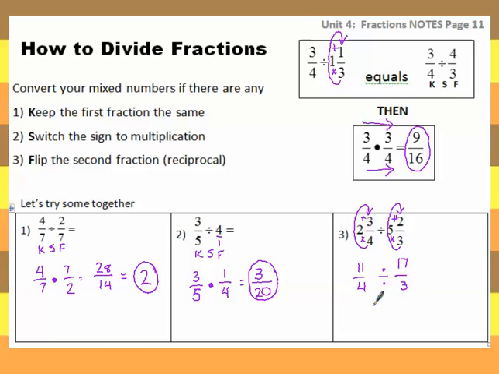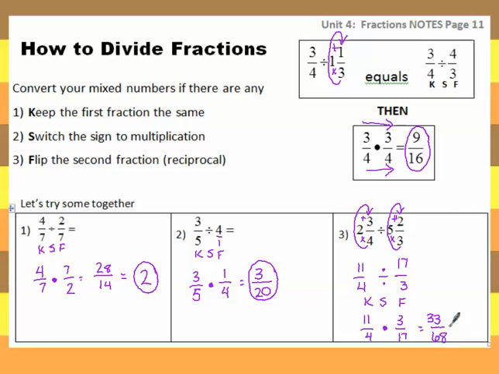Now I don't want to divide fractions, so I'm going to do keep, switch, flip. I have 11 over 4 times 3 over 17 equals, now remember I go across the top and then I go across the bottom. 11 times 3 is 33 and 4 times 17 is 68.